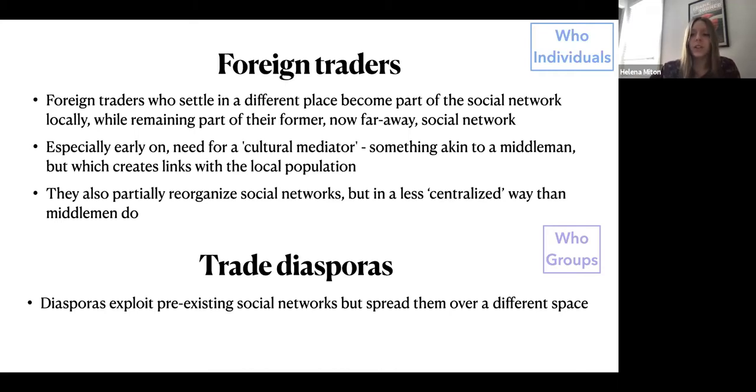And trade diasporas are an even bigger expansion of that. And they're also where this typology from "who" to trust, focused on individuals, expands to "who" to trust based on groups. Because diasporas can exploit pre-existing social networks and basically just spread them over a different space.